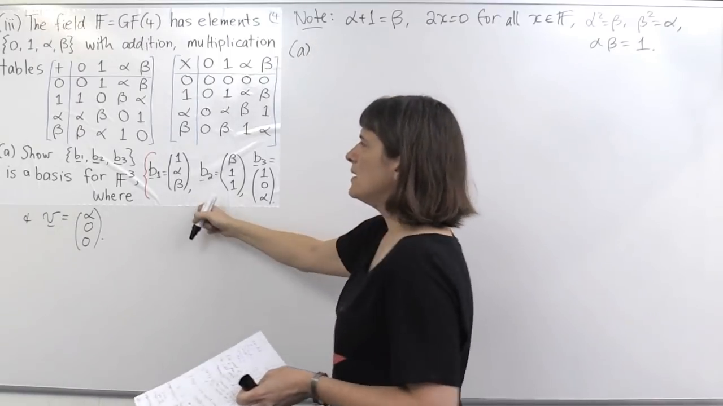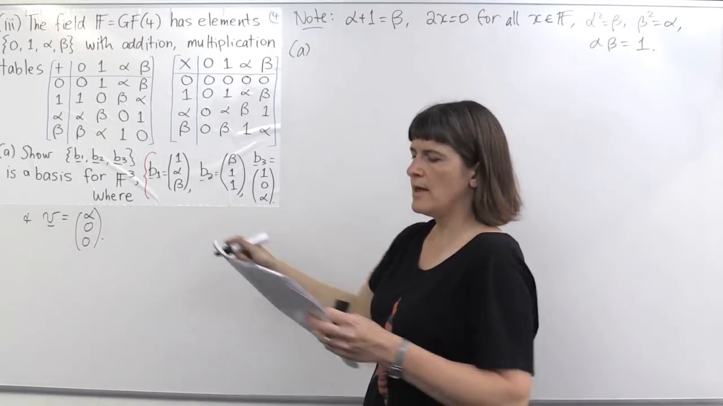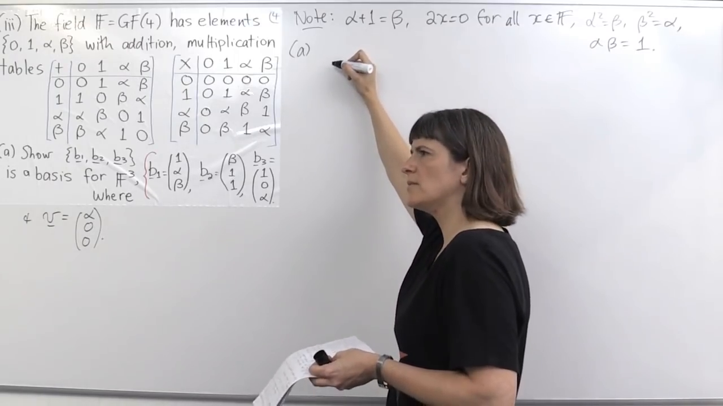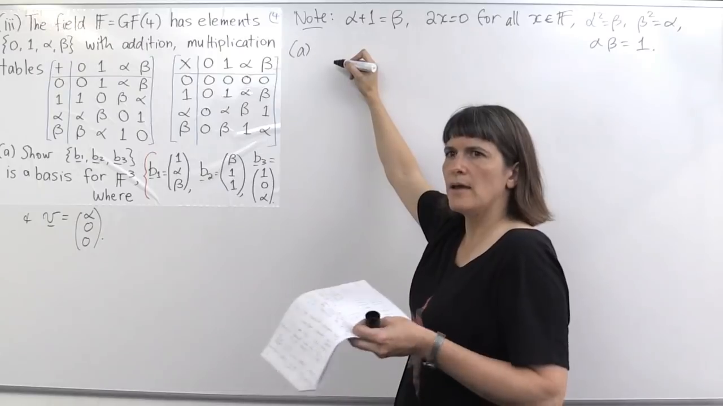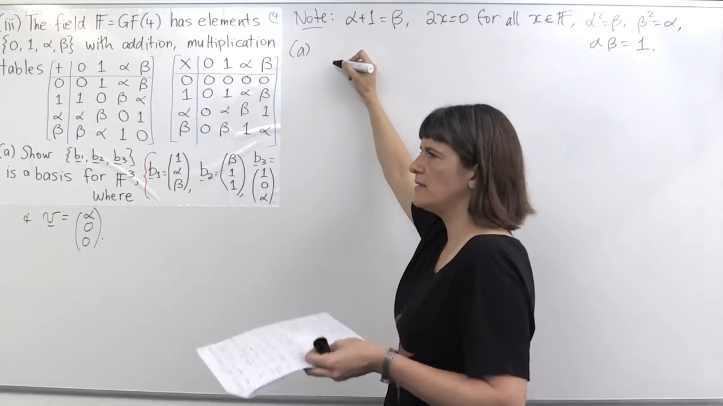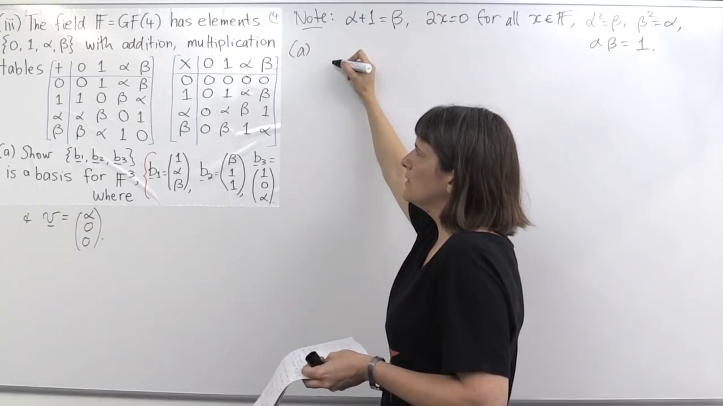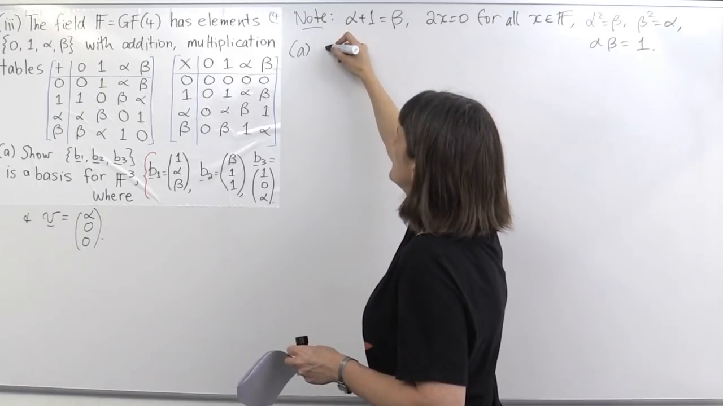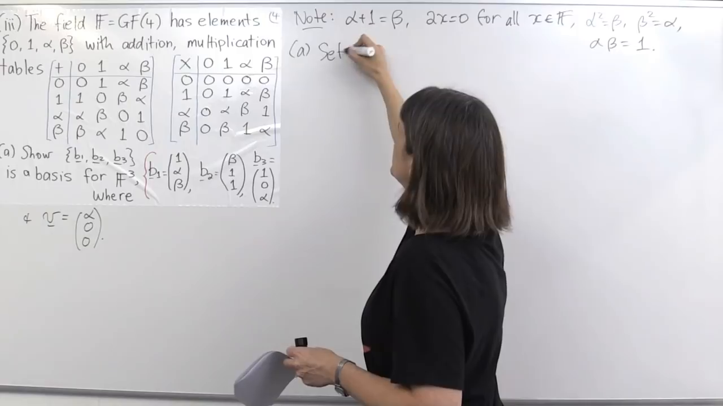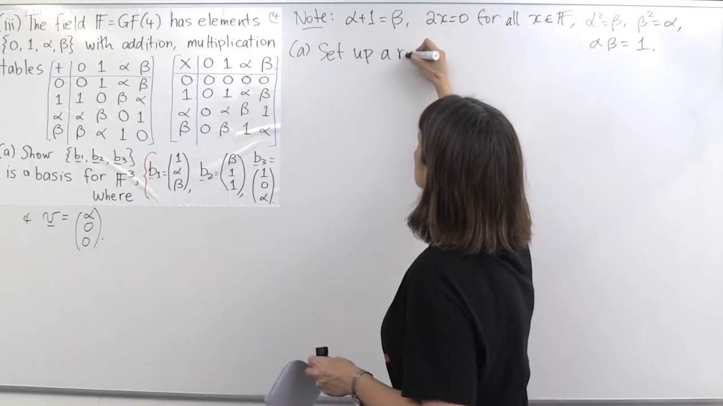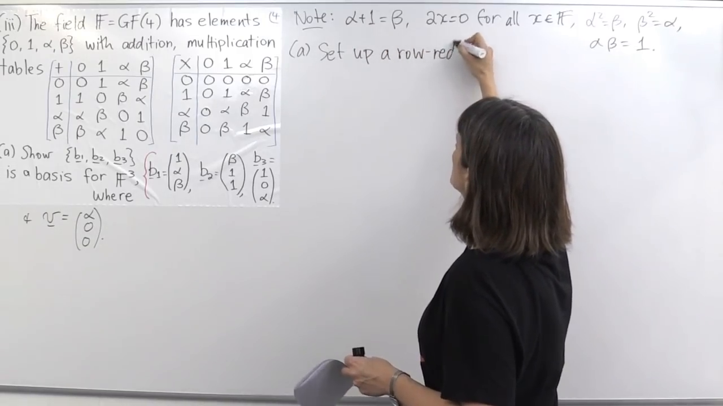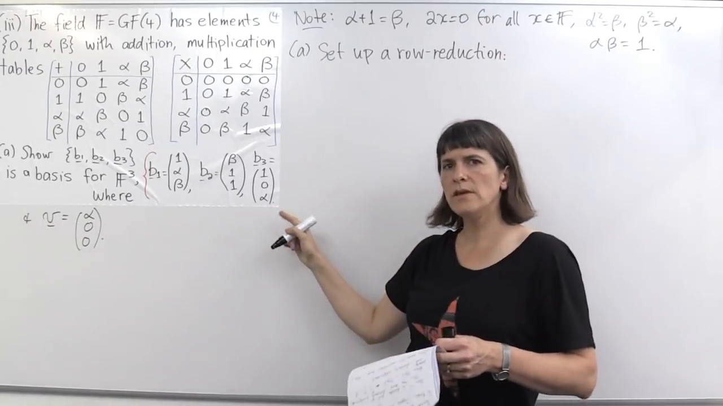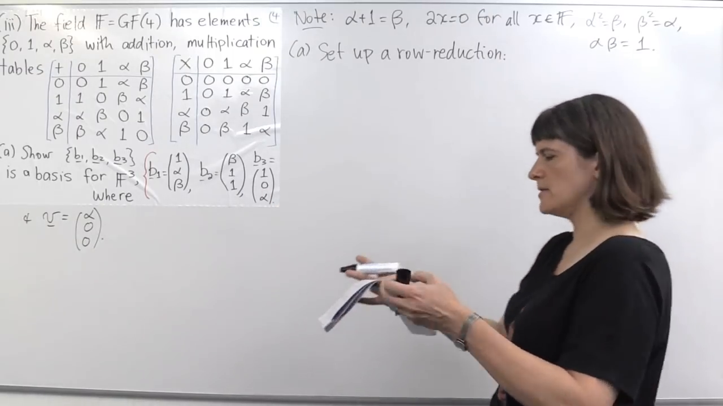We want to show that this is a basis for F3, and actually I wonder if we can use a dimension argument. Normally R3 has dimension 3, and I think, well, let's just not do that. So set up a row reduction. You might need to prove that first, so let's not bother. We'll just prove that this set B1, B2, B3 is linearly independent and spans.